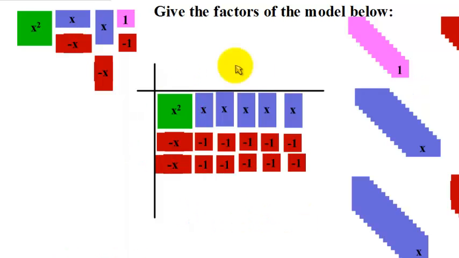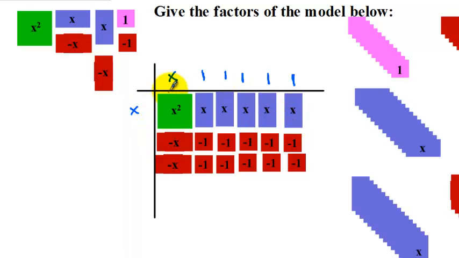Our last example. Give the factors of the model below. Okay, so first let's try to factor x squared. So that's x and x. When you factor out x, so x already was brought out here, we have 1 here. So it's like x times 1. To check your answer, x times 1 is x. 1 here, 1 here, 1 here, 1 here. Again, check our answer. X times 1 is x, x times 1 is x, x times 1 is x, x times 1 is x. Okay.